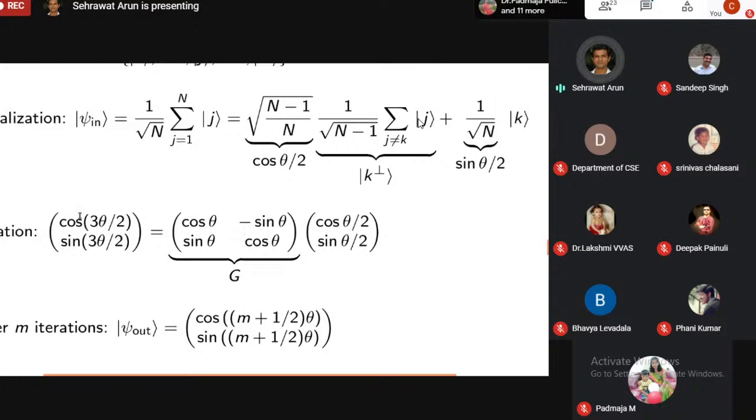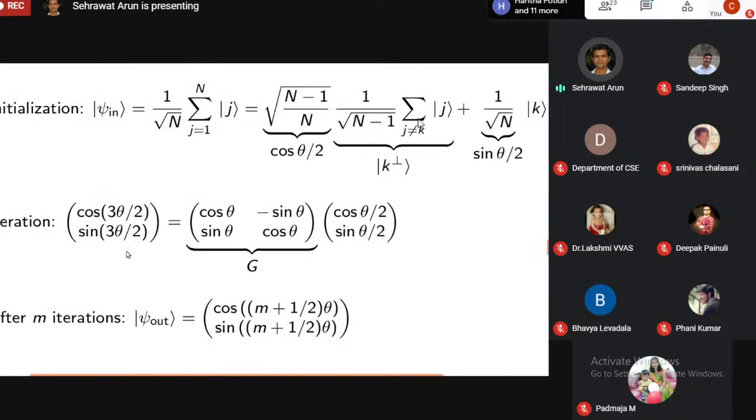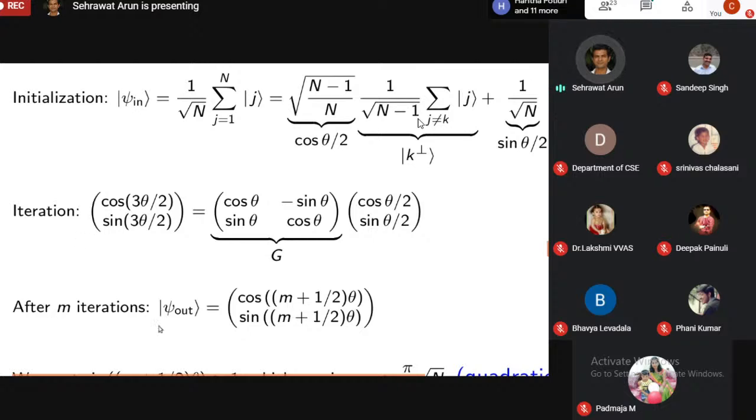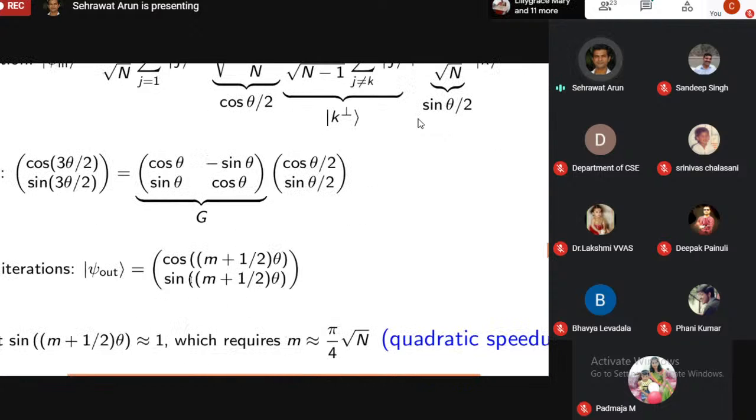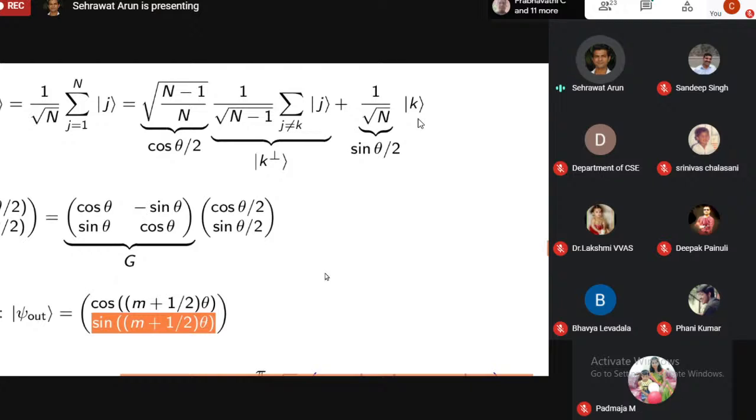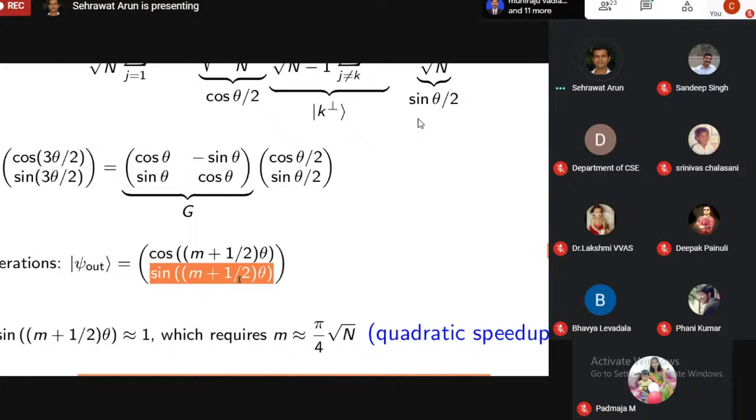If you multiply this, it is simple matrix multiplication, and this is a single iteration. After m iterations, the angle becomes (m plus 1/2) times theta, with sine and cosine here. These are the amplitudes, and as I told you, their square is the probability. So the square of sine of this angle is the probability of finding this state, and 1 minus that probability is the cosine part, which is finding the other state. And we want this probability to be 1.